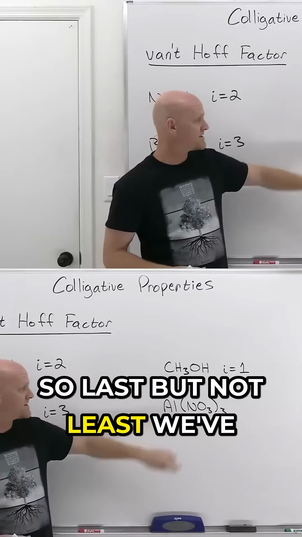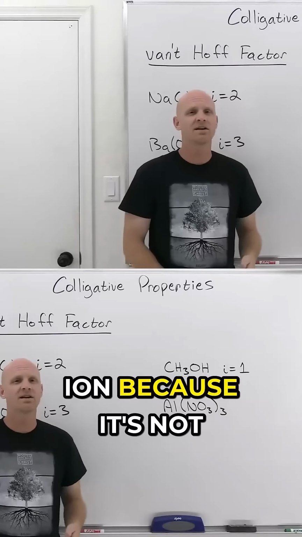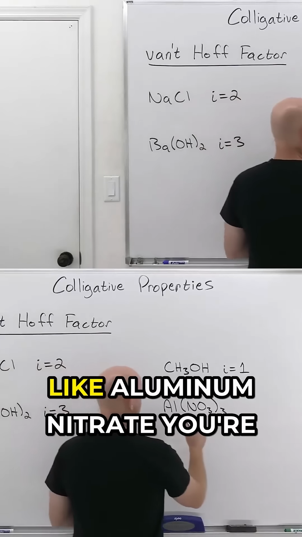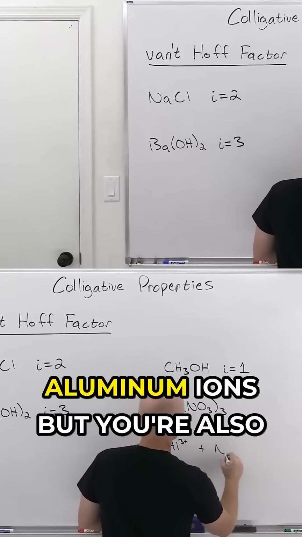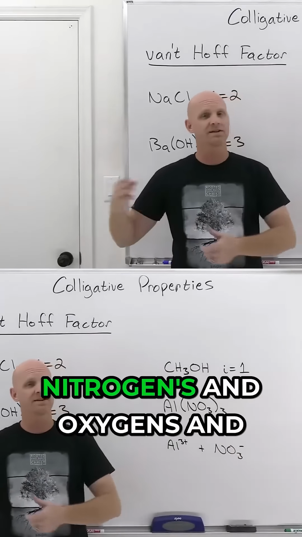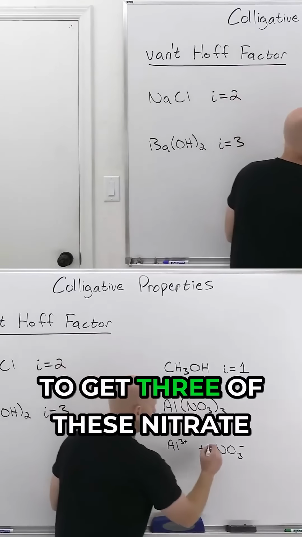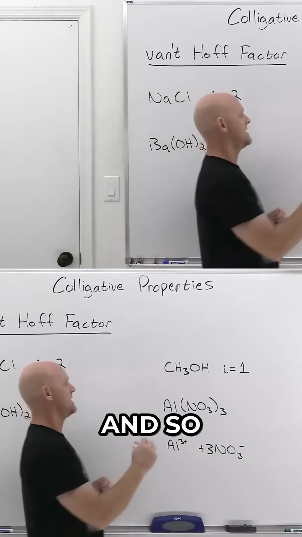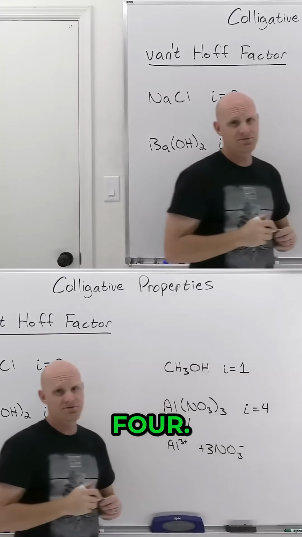So last but not least, we've got aluminum nitrate here, and I wanted to use one with a polyatomic ion because it's not necessarily the number of atoms something dissociates into, but the number of ions. And you got to remember that with something like aluminum nitrate, you're going to get aluminum ions, but you're also going to get nitrate ions. But the nitrate ions themselves don't break apart into nitrogens and oxygens and things of this sort. And you're going to get 1 aluminum ion, but you're going to get 3 of these nitrate ions for a total of 4 ions. And so for aluminum nitrate, this Van 't Hoff factor equals 4.